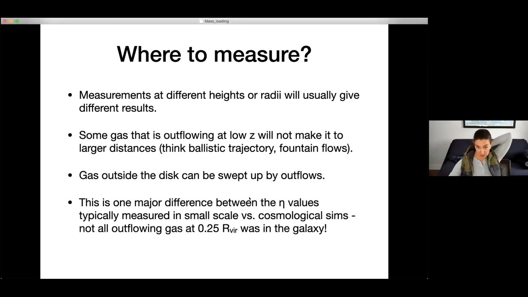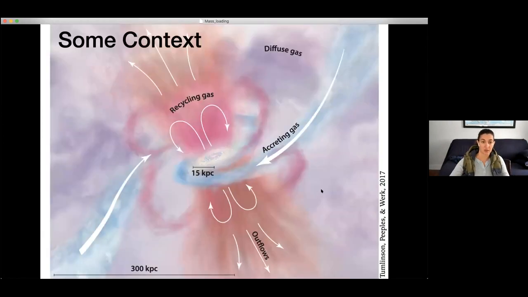And I think this is actually a major difference between the values of mass loading factor that are typically measured in these small scale simulations versus in the cosmological simulations, right? If you're looking at a quarter of the virial radius, not all of that outflowing gas was in the galaxy. So we don't need to push as much gas out of galaxies as is seen in the mass loading factors measured in these cosmological simulations, right?